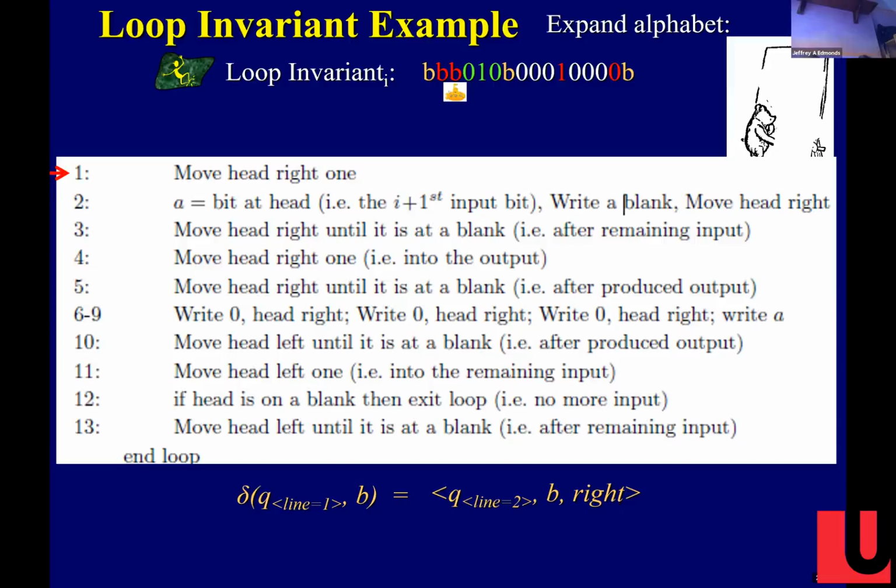Okay, makes sense. That's what line 2 does, right? What do you do when you execute line 1? Well, you move the head right and you go to line 2. That's all line 1 does. And why did we have a line 1? It's because we needed to move our head right. Does that make sense?